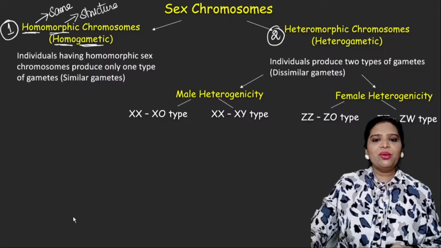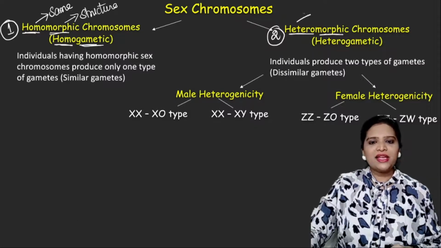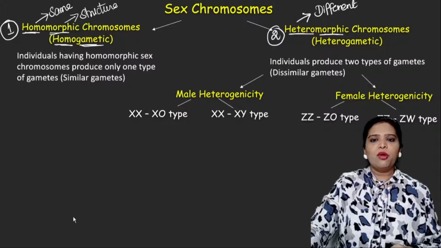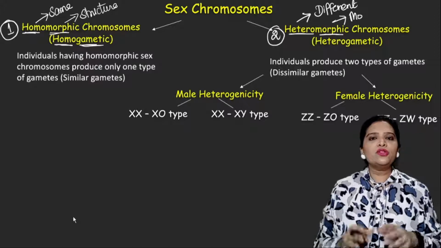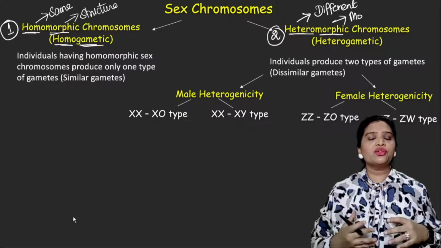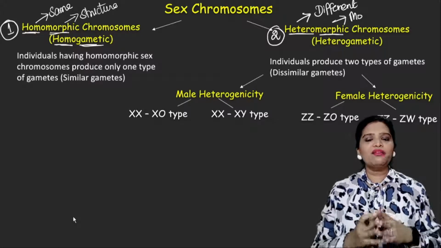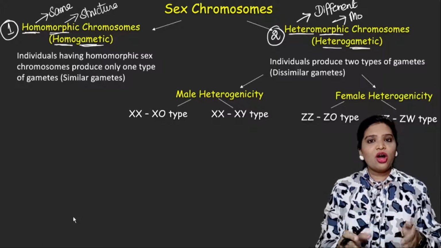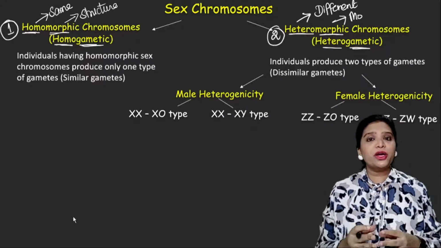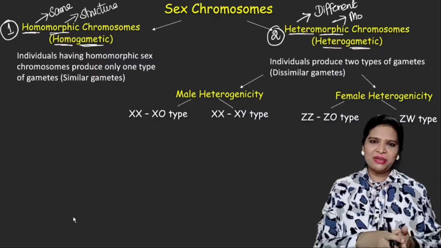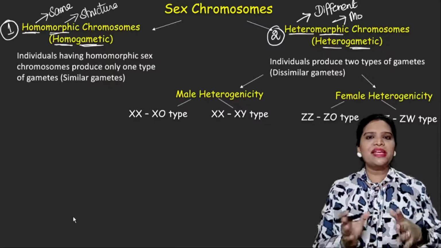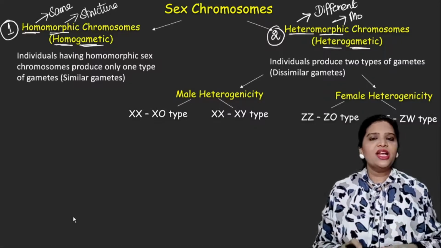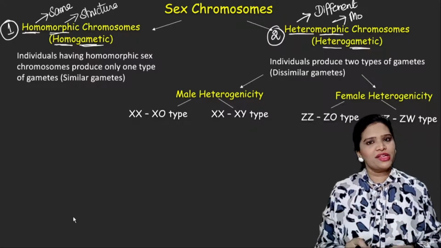On the other hand, we have heteromorphic chromosomes. Again, by looking at the name, hetero means different, right? Morphic means morphology. The chromosomes which have different external morphology or phenotypic appearance are called as heteromorphic chromosomes. In other words, we call this as heterogametic, because the organism having such heteromorphic chromosomes produces different types of gametes. The male gamete will be different in shape and structure, and the female gamete will be different. We can appreciate the shape and structure externally. Okay, so such chromosomes are called as heteromorphic chromosomes.